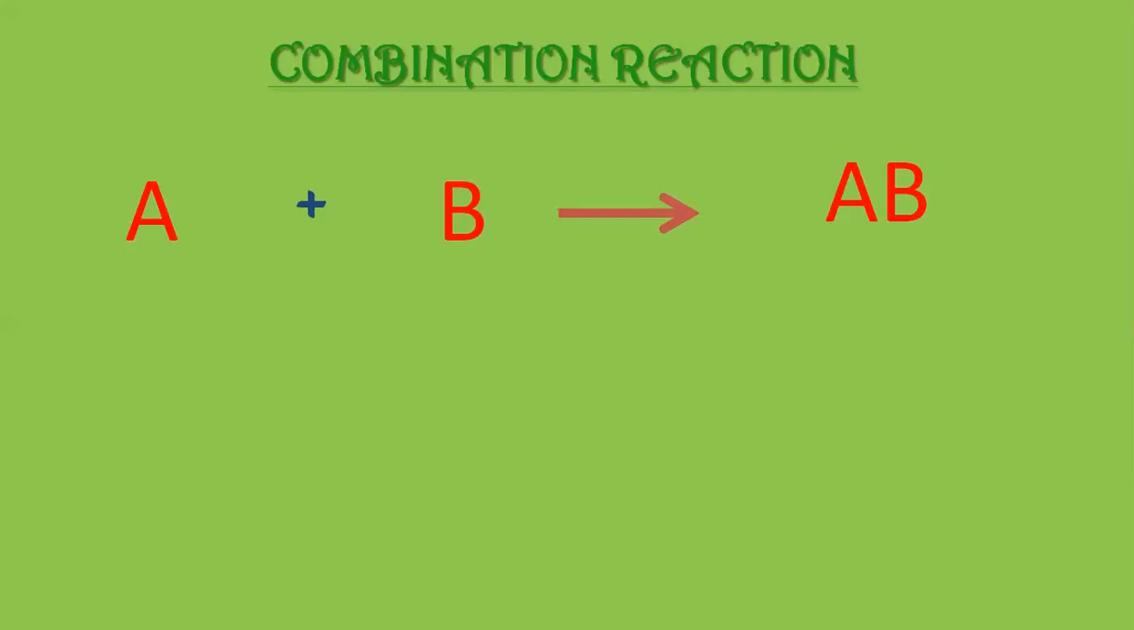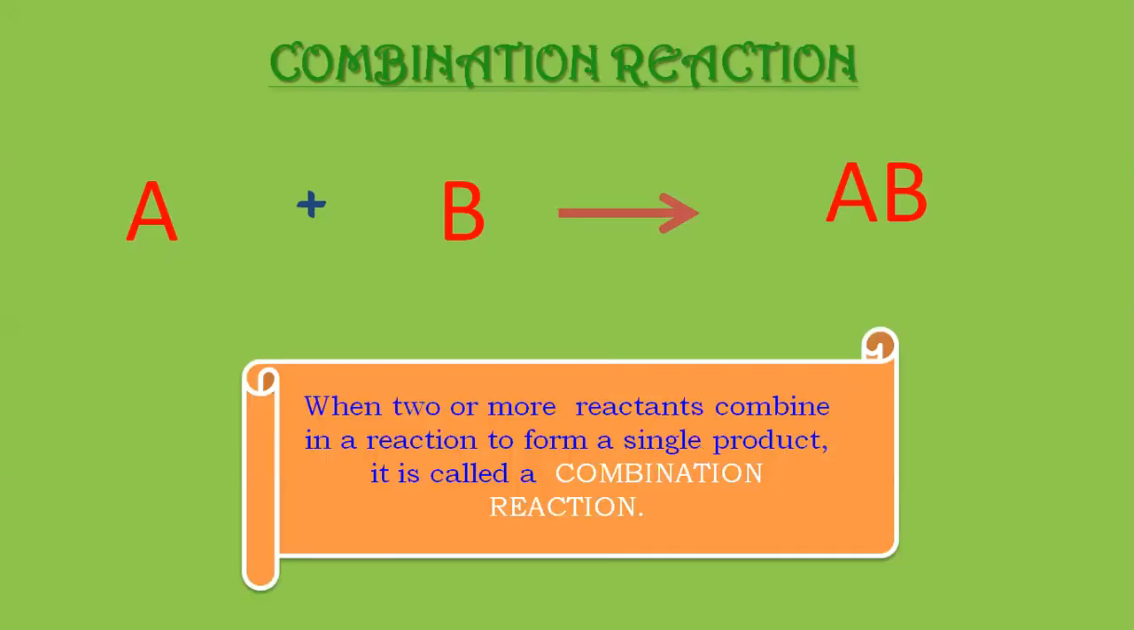What do we mean by combination? What is the definition? Let us learn the definition. When two or more reactants, it can be either two reactants like I have given you in this equation, or it can be more than that, when two or more reactants combine in a reaction to form a single product, it is called combination reaction. Come on, everyone, repeat quickly.